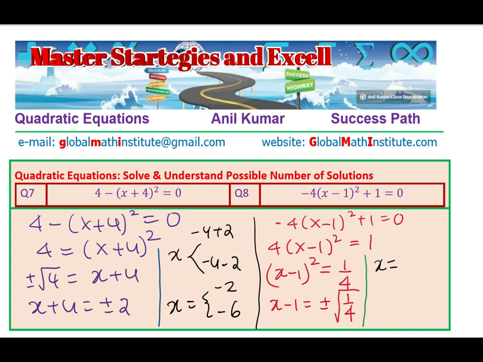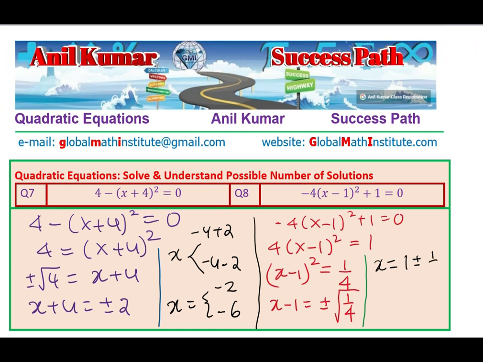x equals, taking minus 1 to the right hand side, 1 plus and minus square root of 1 over 4, which is half. Do you see that? So one answer is 1 plus half, the other one is 1 minus half. So we have two solutions. One is x equals 3 by 2, the other one is half, right? So you can really solve it and check. Do you understand what we've done so far?